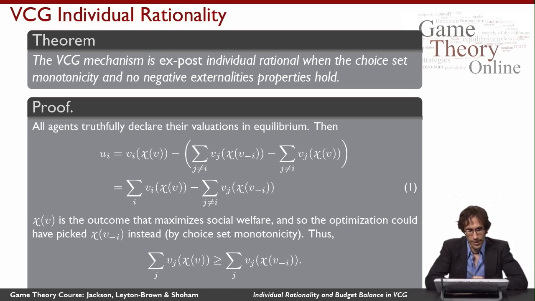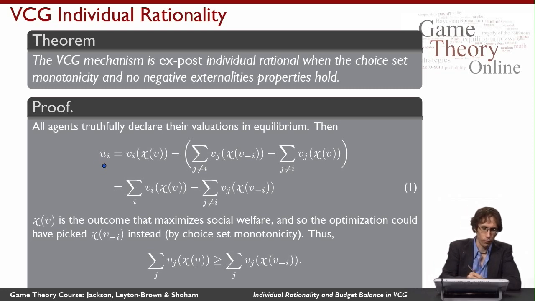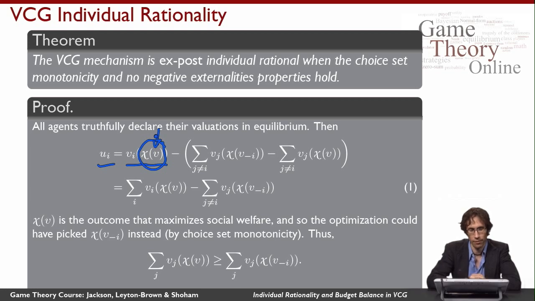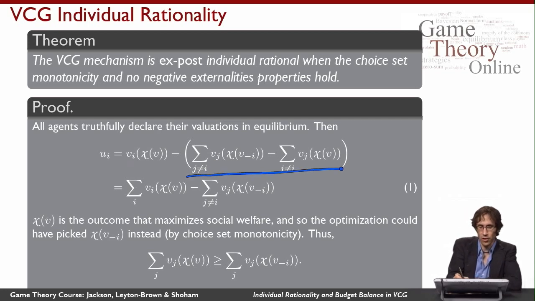So here's how we prove it. We begin by saying that all of the agents truthfully declare their valuations in equilibrium, because we want to think about what happens in equilibrium. And then we can write this expression for agent i's expected utility for participating in the mechanism. Well, he gets his value for the allocation that actually happens. So this is the choice that VCG actually makes, given that everybody reports their values truthfully. And he gets his value for that choice. And then he pays the VCG payment function that we all know and love.